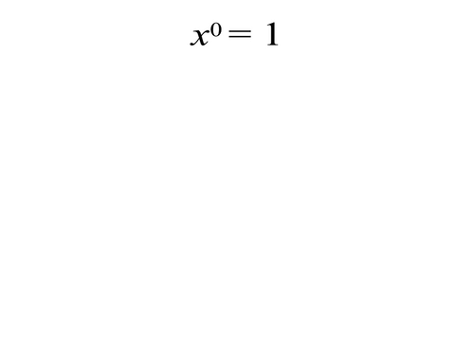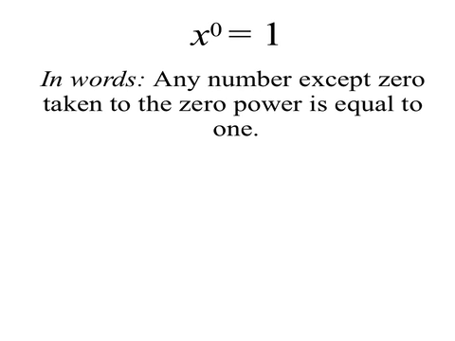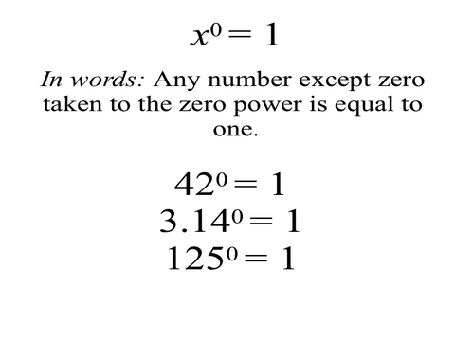Here's another pattern. X to the 0 power is equal to 1. In words, any number except 0 taken to the 0 power is equal to 1. Here are 3 instances. 42 to the 0 power is equal to 1. 3.14 to the 0 power is equal to 1. And 125 to the 0 power is equal to 1.